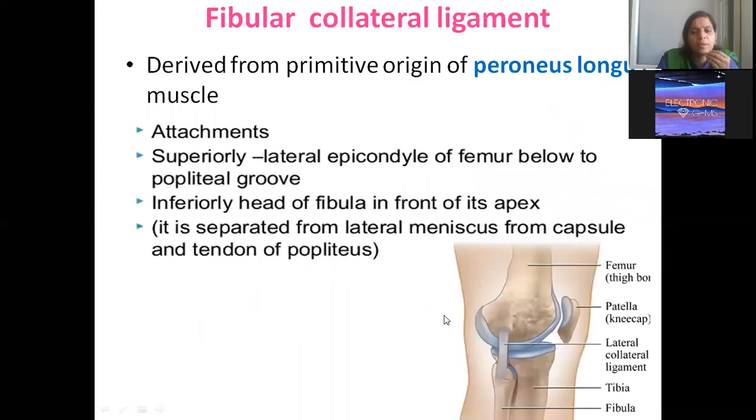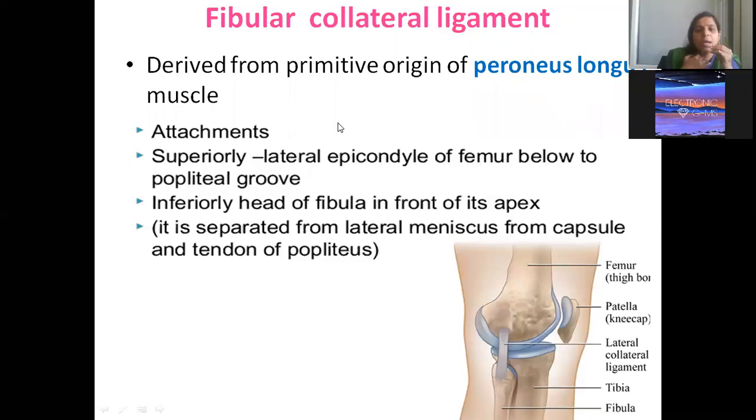Now coming to the fibular collateral ligament. What is this condyle now? Femur lateral condyle. The most prominent part, the lateral epicondyle. From the lateral epicondyle to the head of the fibula, that is, at the apex of the head of the fibula, we have the fibular collateral ligament. As such, the fibula is not involved in the formation of the knee joint, but of course we do have a ligament connecting the fibula and femur, that is the fibular collateral ligament.